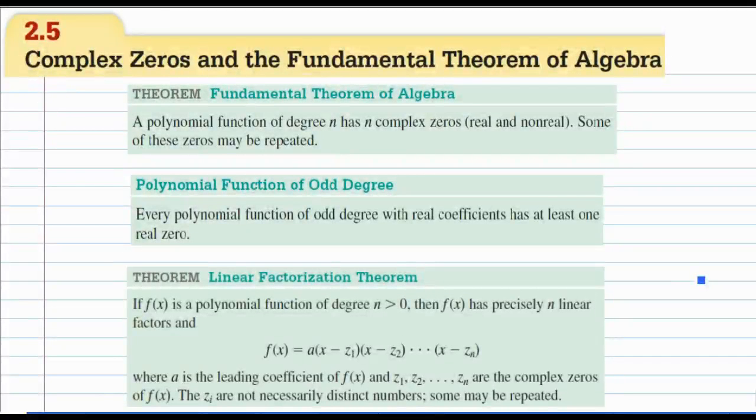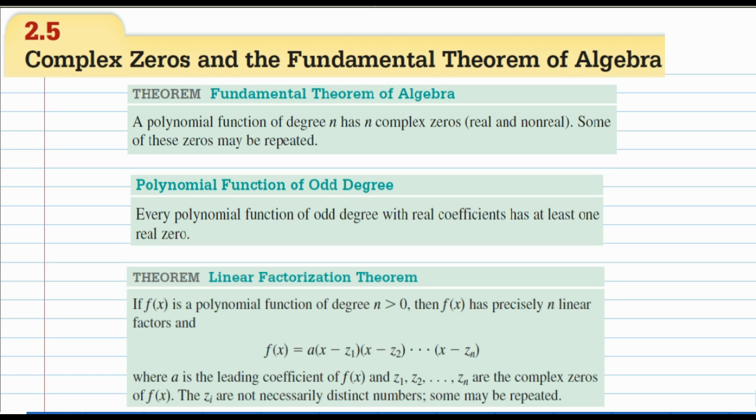This is the screencast for section 2.5, example 1, complex zeros and the fundamental theorem of algebra. So last section in 2.4, we found all of the real zeros by using synthetic division and breaking down a polynomial. Well, not all zeros are real.